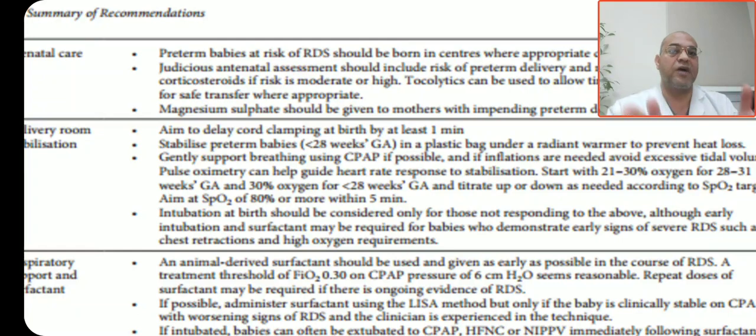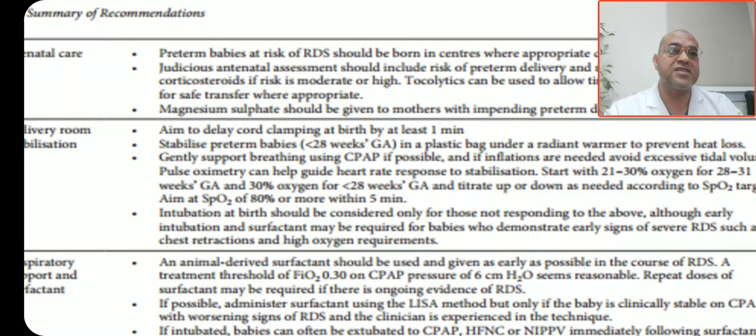So this is the NRP, how to stabilize the patient in the delivery room. Delayed cord clamping. Second, you provide warmth, then check the heart rate, oxygenation, and breathing. If the baby is breathing well, you put on CPAP. If the baby is not breathing, you have to give positive pressure ventilation. How much oxygen you give during positive pressure ventilation depends on the gestational age.